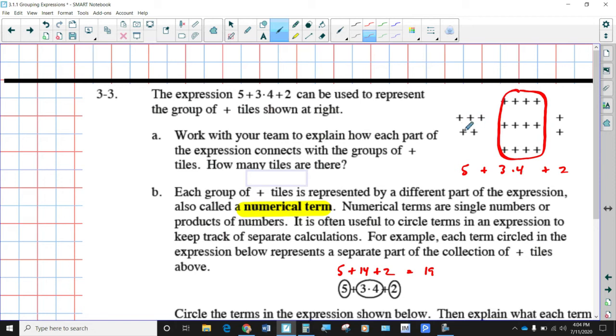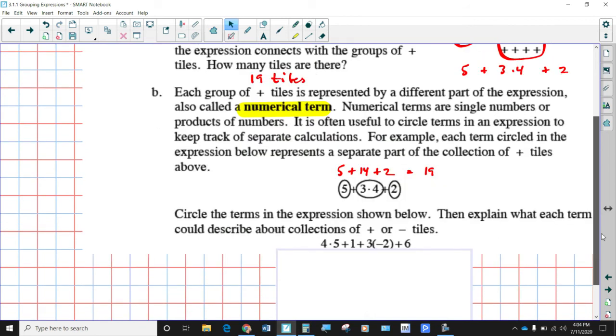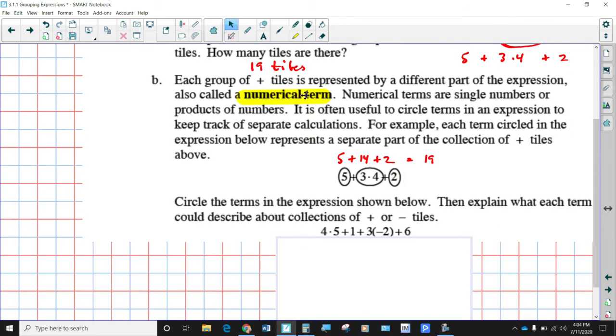So this represents just 5 on its own. That's being added to 3 groups of 4, which has been added to a group of 2. So these are considered the terms of that expression. So each group of positive tiles is represented. Oh, I never uncovered how many tiles there were, but all you have to do is count them, right? 19 tiles. So when we simplify this expression, 5 plus 12 plus 2, you're going to get a total of 19. Okay, so each group of tiles is represented by a different part of the expression called a numerical term.